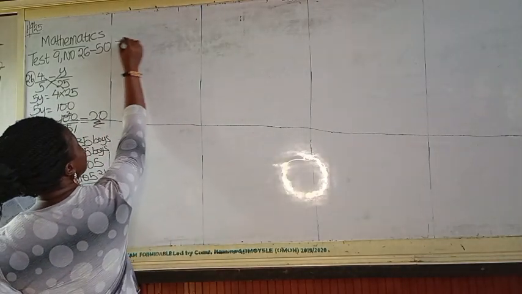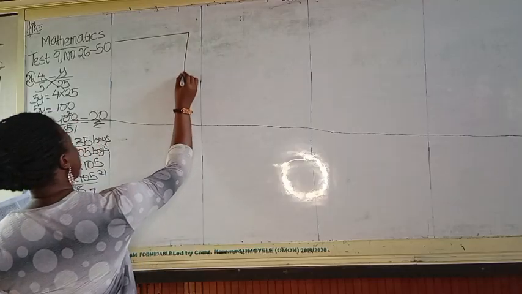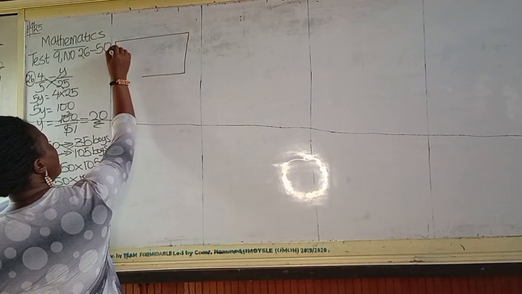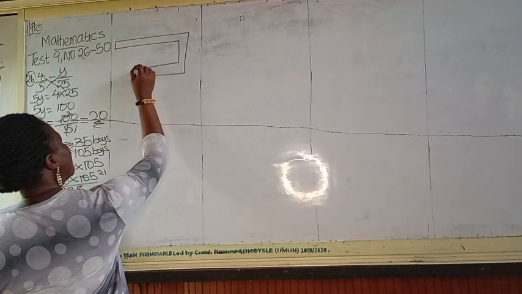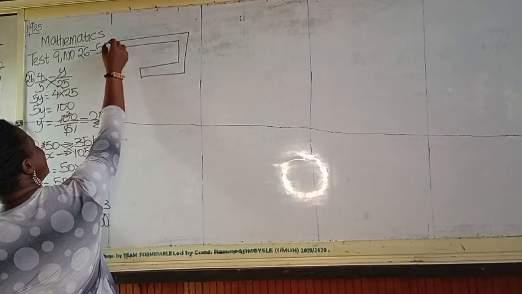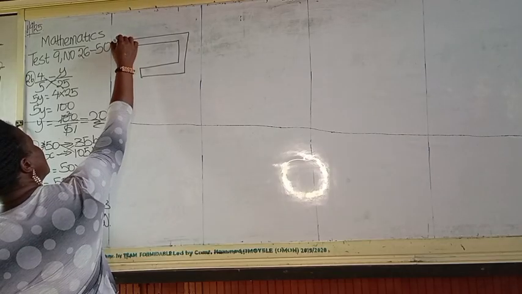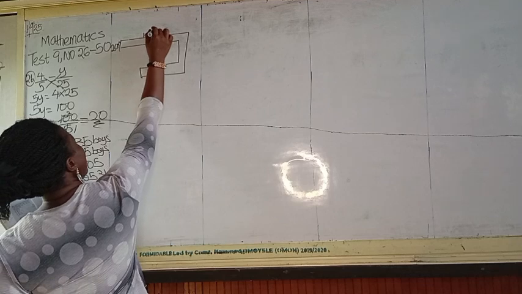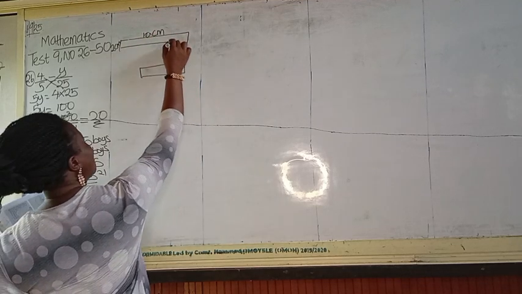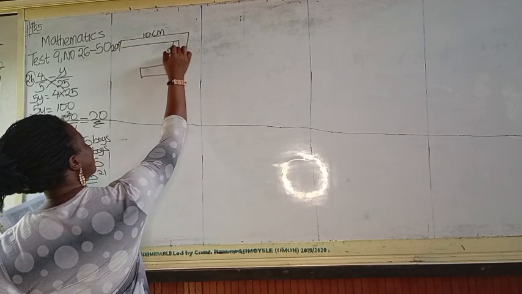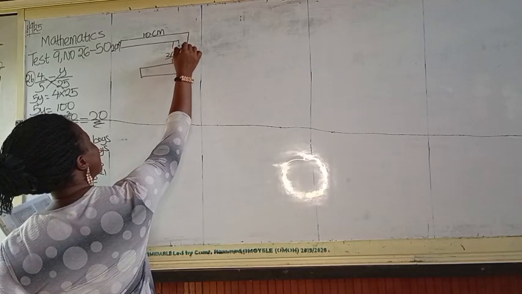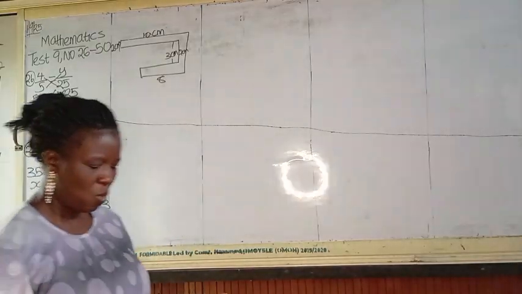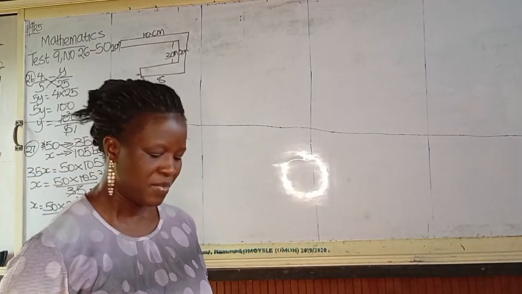Let me take this short diagram. We have something like this. We have 2 centimeters here. We have 2 centimeters here. We have 10 centimeters here. We have 3 centimeters here. And we have 2 centimeters here. We have 8 here. So the question now is, what is the perimeter of the figure?